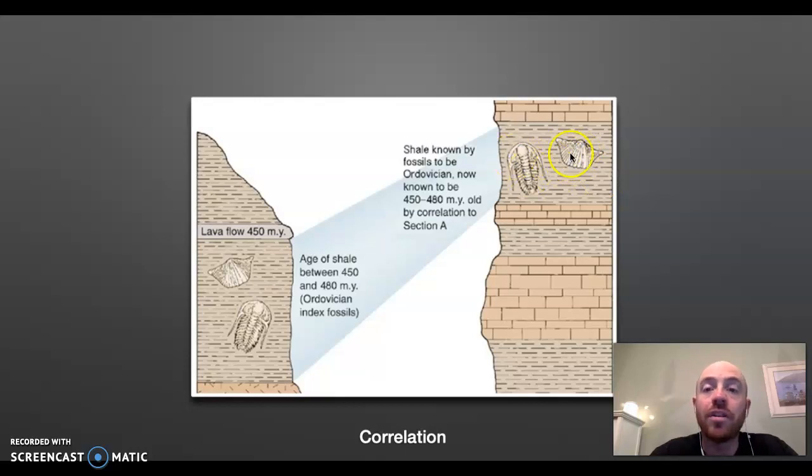So again, we just look to see what our index fossils are and where they are found, and then we make that correlation: if this is in one spot, it's understood that it has to be relatively the same age, because those fossils only existed at that time period for that amount of time.